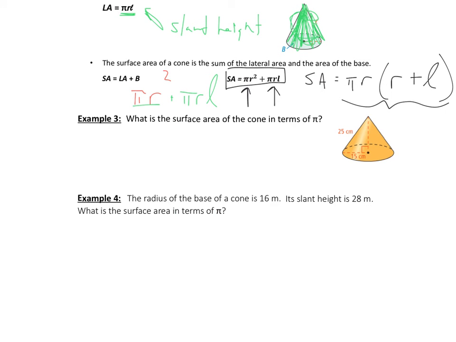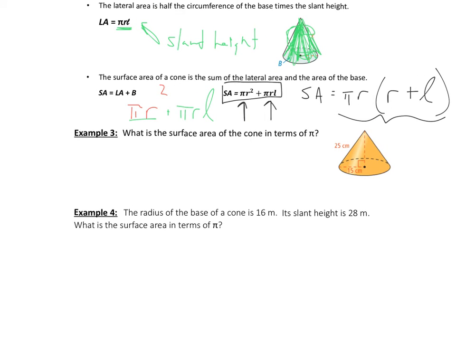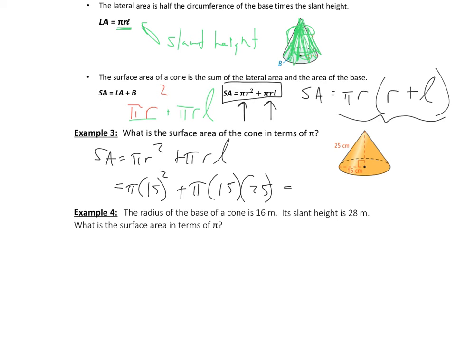What's great about cones, guys, is it's pretty much a formula. Let's take a look. For example 3, surface area is going to be pi r squared plus pi r L. Pi times the radius is 15, 15 squared, plus pi times the radius is 15. The slant height is 25. They've given me everything, guys, so now it's just a little bit of calculator work. I do that calculator work, guys, and I get 225 pi plus 375 pi, and that's a total of 600 pi centimeters squared.